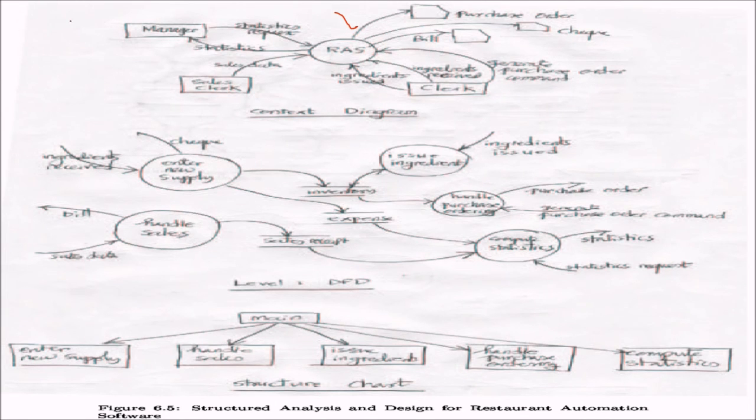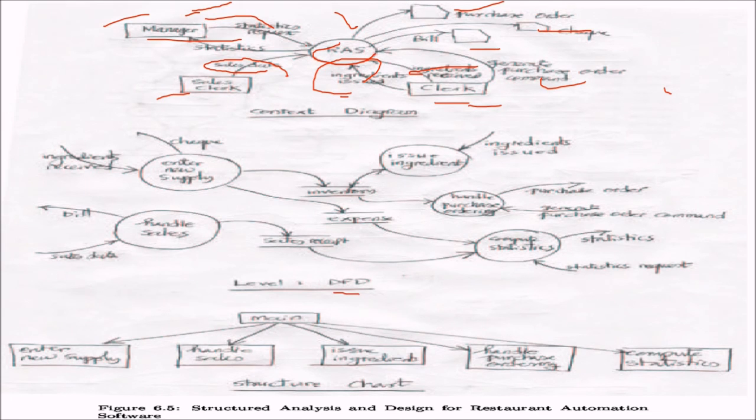So this is the context diagram. This is the RAS software. We have the manager and the sales clerk. The manager of course has to ask for statistics, and he can get these statistics. Sales clerks can make a request for sales data from RAS. The clerk reports ingredients issued and ingredients procured, so the generation of the purchasing order can be made here. Also, the purchasing order, check, and bill are all separate entities.